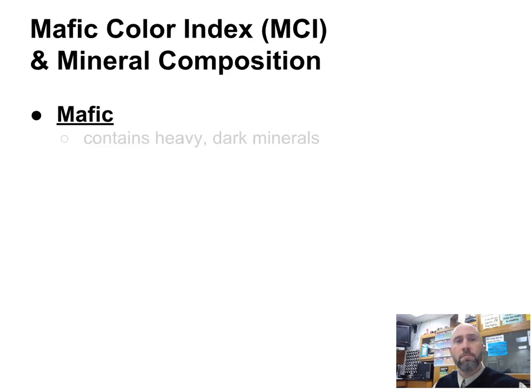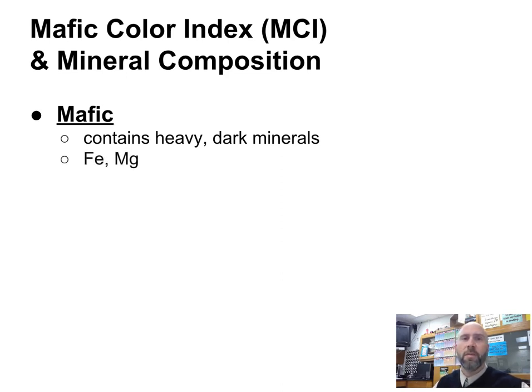Some rocks we'll call mafic. Now, mafic rocks are dark. Okay, so just think when you see a dark rock, think it has a mafic composition. So heavy, dark minerals like iron and magnesium. Okay, and they tend to have a lower percent of silica, and we'll talk more about this in our next notes as well. But 45-52%. Again, you don't need to know the exacts. Just understand in general they have less silica than felsic.